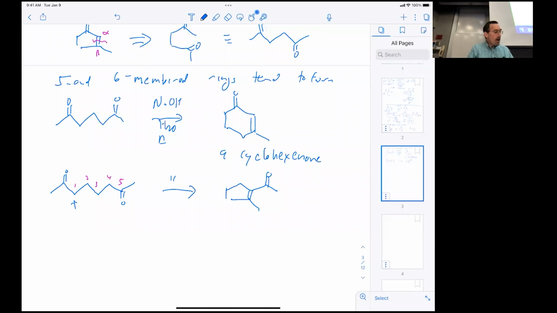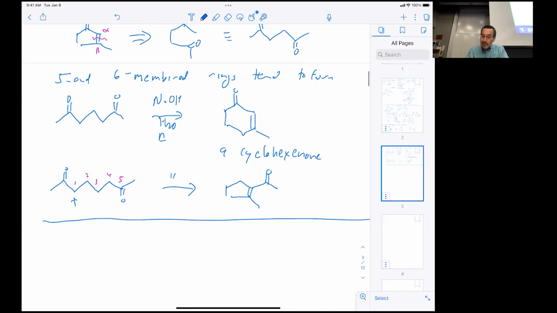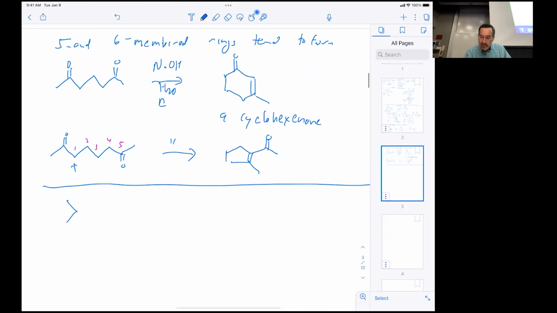All right, so I want to switch gears at this point and start talking about alpha beta unsaturated carbonyl compounds, and particularly the Michael addition reaction. Alpha beta unsaturated carbonyl compounds have their own reactivity that has a couple of possibilities.